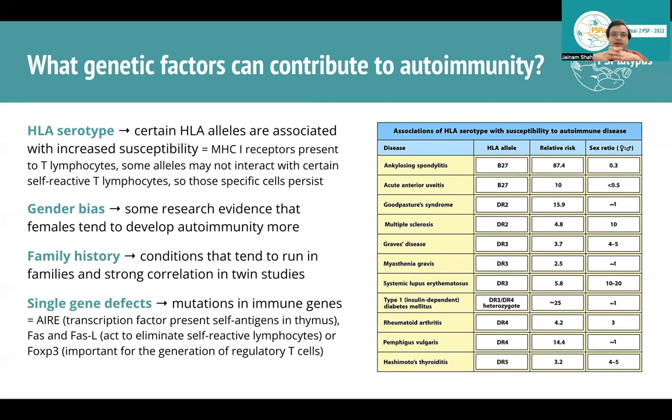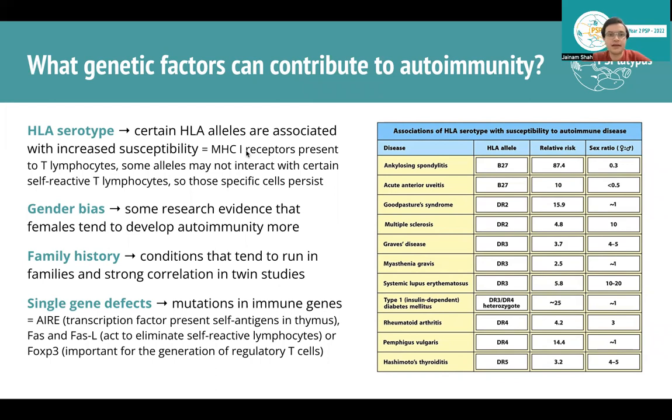So some of the genetic factors that contribute, the main one to remember here is the HLA protein, so the HLA serotype. So certain HLA alleles, when you can test for them in a patient, they tend to be associated with an increased susceptibility to some of these autoimmune conditions. They're essentially MHC1 receptors, which we might have learned about back in year one. Not really important here to know that it's an MHC1, but essentially it presents antigens to the T lymphocytes.